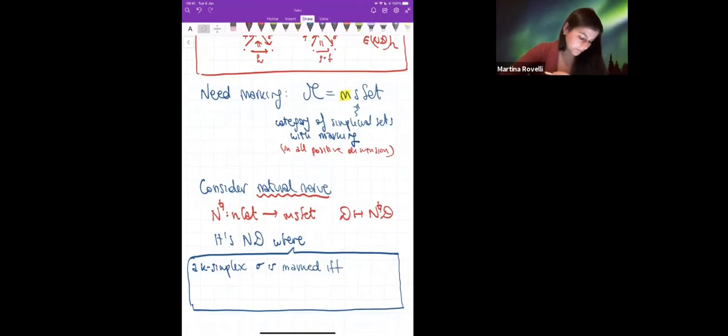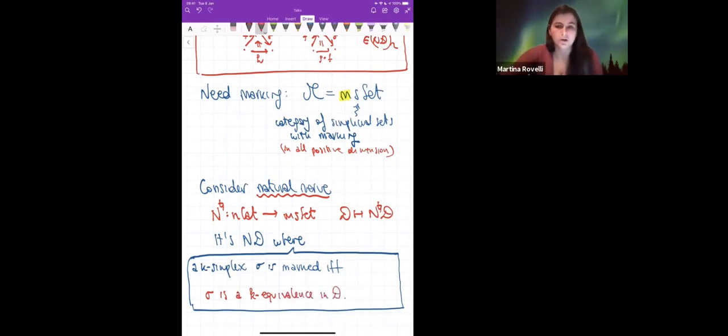So I define that a K-simplex sigma in the nerve of D is going to be marked precisely when sigma is a K equivalence in D. Now, let's stare at this definition for a moment because it's short, but there is a lot that goes in it. First of all, let me remind you that a K-simplex in the nerve of D consisted of a K cell with certain specified boundary conditions. And there is a definition for a K cell in D of whether or not it is an equivalence. If it is an equivalence, then I mark it in the nerve, and if not, I don't.